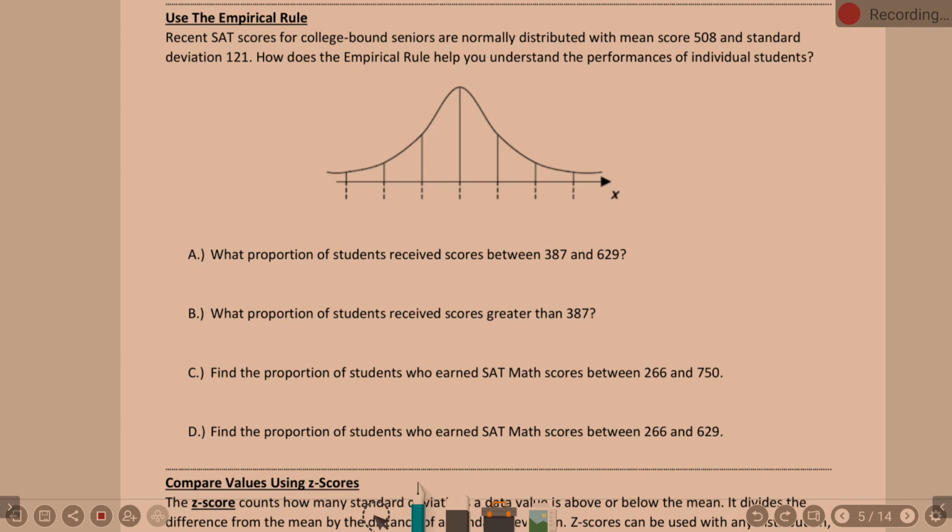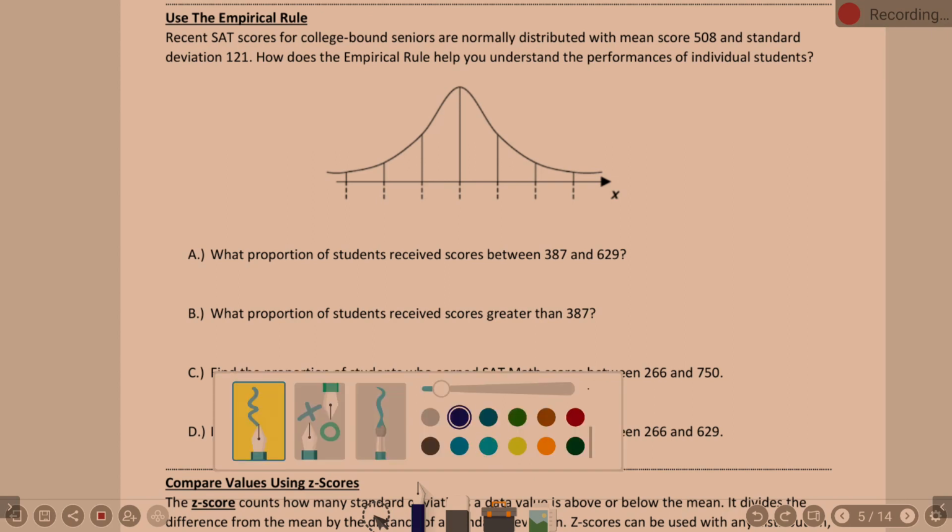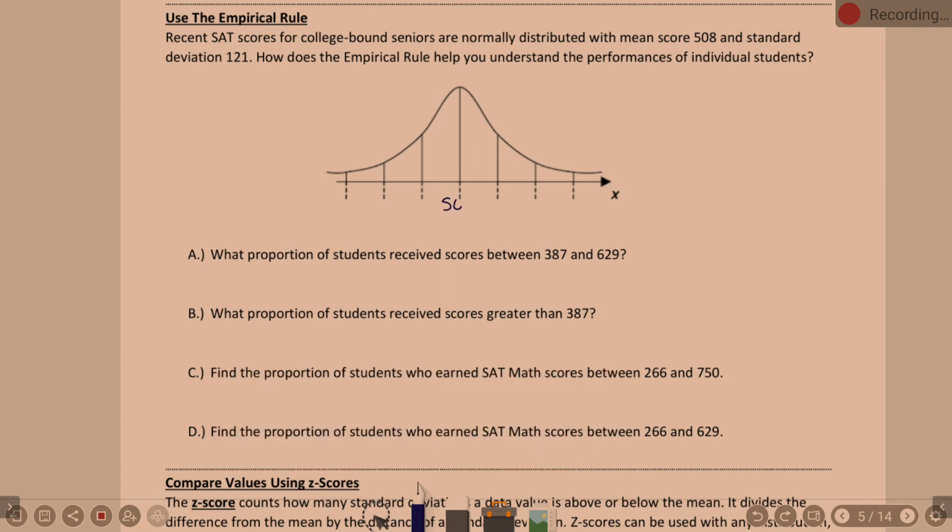Okay? What's in the middle? 508. Because 508 is the mean. You guys with me there? Now, what is 1 to the right of 508? 629. That's plus 121. Because you're going 1 standard deviation over, and 508 plus 121 is 629.